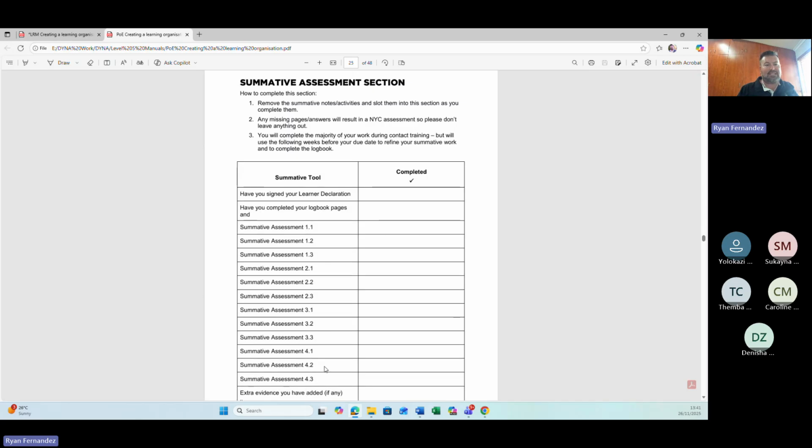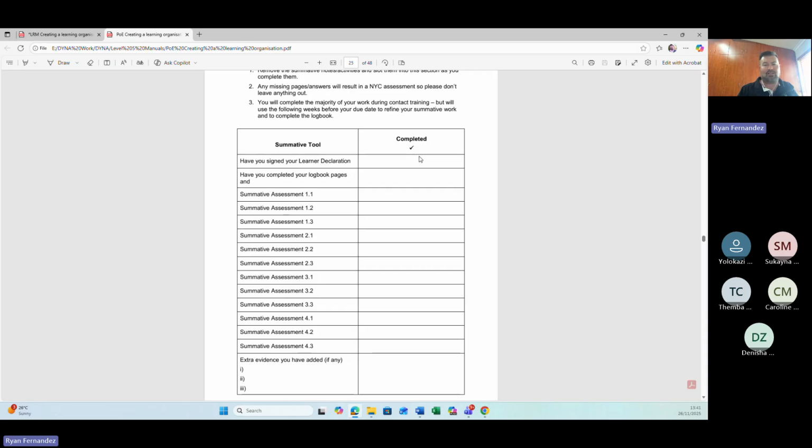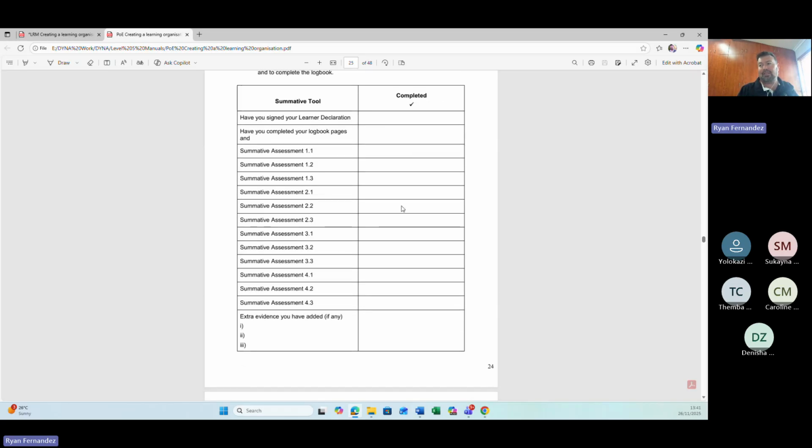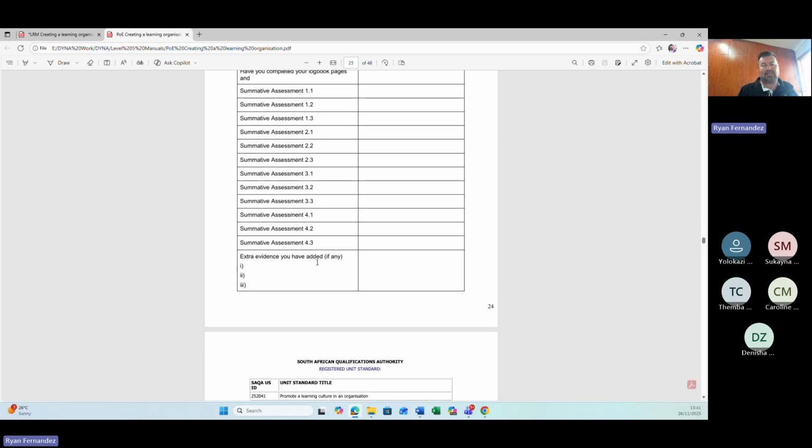Then when we get to the summative section, so again, the summative assignments, please make sure that you tick all of these things. Did you complete the learner declaration? Yes, you did. Have you completed the logbook pages? Make sure that you do. And then all of these summatives, make sure that they have all been enclosed or scanned. Once you have completed all of them, just tick, tick, tick, tick, tick, and then any extra evidence if you have added any.